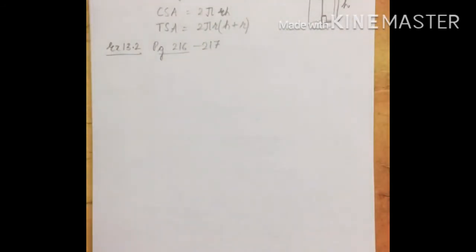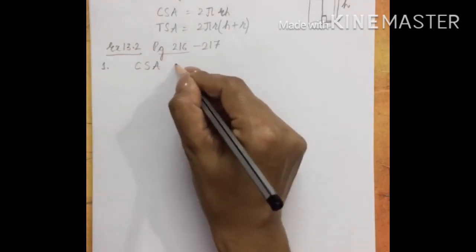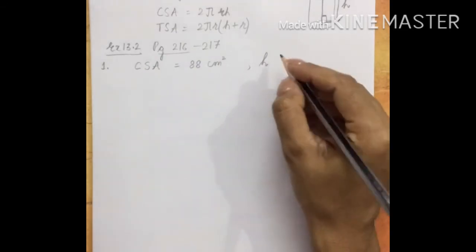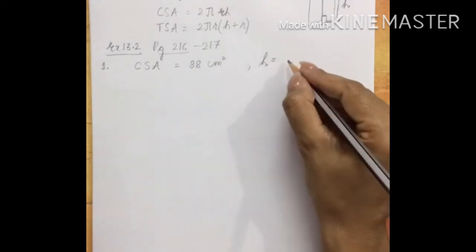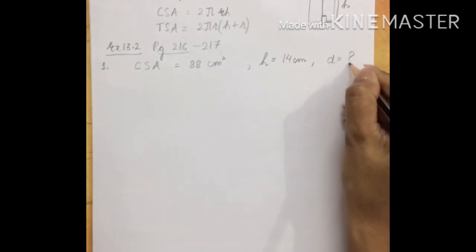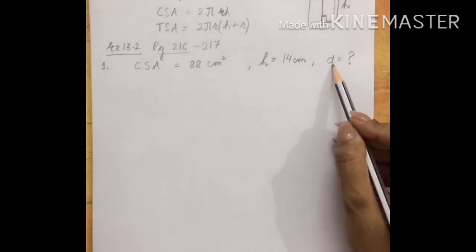Now let us see how we are going to solve this. Let us start with what's given to us. We've been given that the curved surface area is 88 centimeters square. The height, which is to be represented by h, is 14 centimeters, and we need to find out the diameter for the base. Now this is a standard representation for the diameter of a circle. We use the letter D.